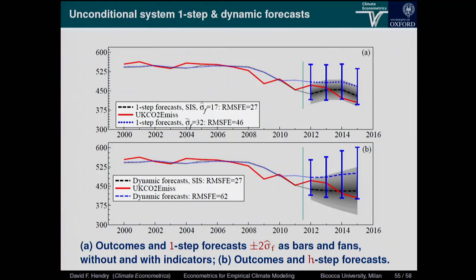And as you can see, the fans are for the one-step forecast after step indicator saturation, treating the policy shifts. And the error bars, if you don't do that, there's a huge reduction in the mean square error. And the lower graph is doing this dynamically.